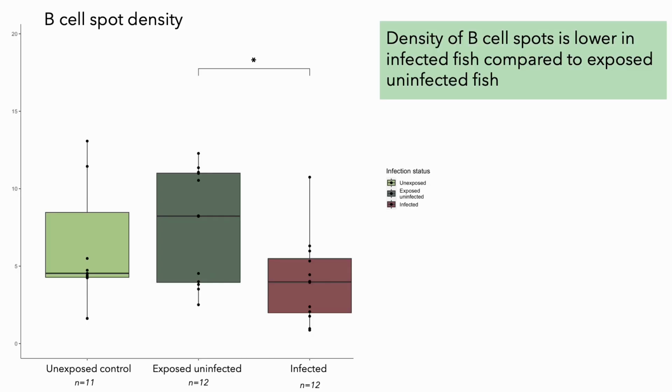This plot is showing the density of B cells in the unexposed control fish, the exposed, uninfected, and the infected fish. What you see on the y-axis is B cell spot density. In the infected fish, you can see that the B cell density is significantly lower than in the exposed but not infected fish. And this suggests that helminths are suppressing the B cell response in these infected fish.